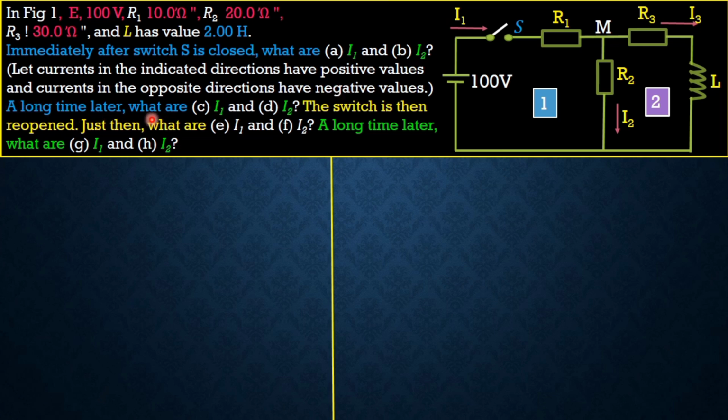A long time after, what are I1 and I2? Then the switch is reopened. Just then, what are I1 and I2? A long time later, what are I1 and I2?